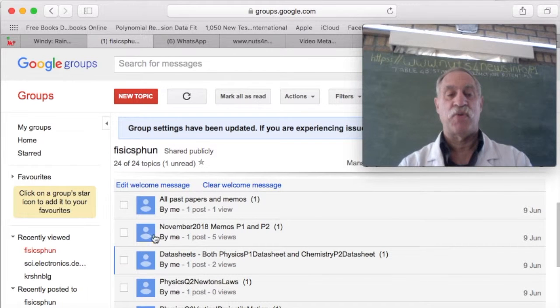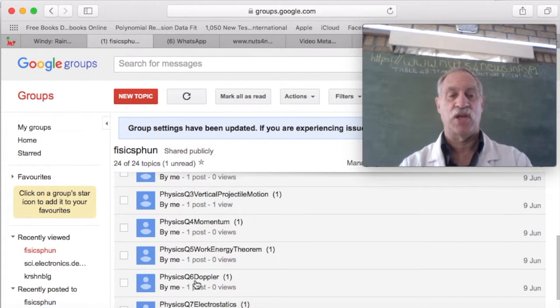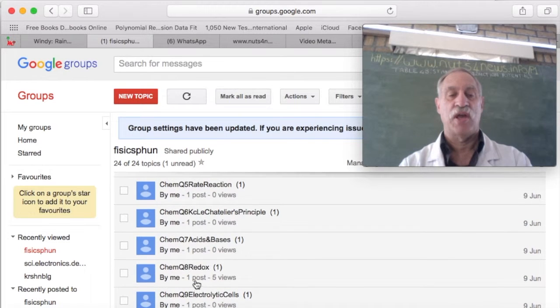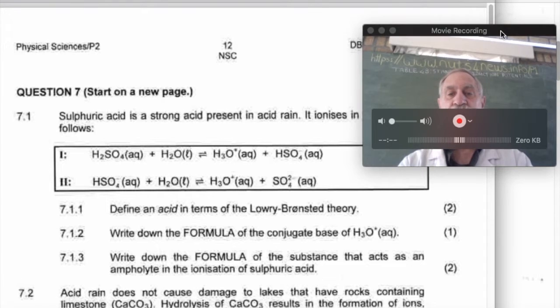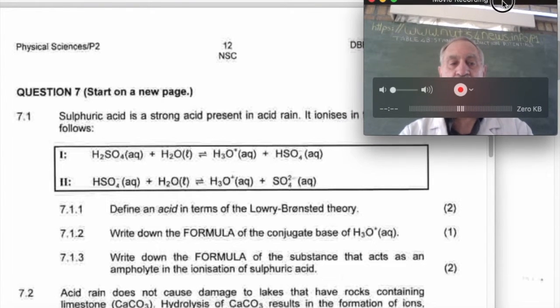So now I've posted a whole lot of threads, and today we're going to be doing chemistry, acids and bases. Today's video I will place here under chemistry, question 7. It's question 7 of the physics paper 2, acids and bases. So let's go and have a look at question 7. Here we see it, and I'm just going to move this up a little bit.